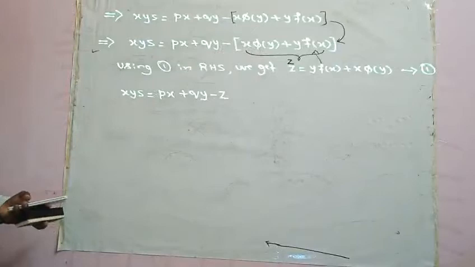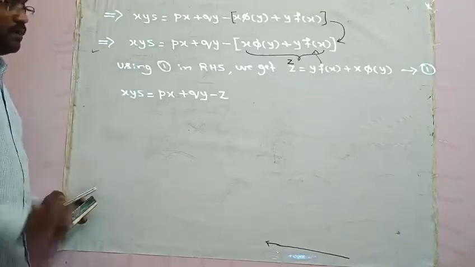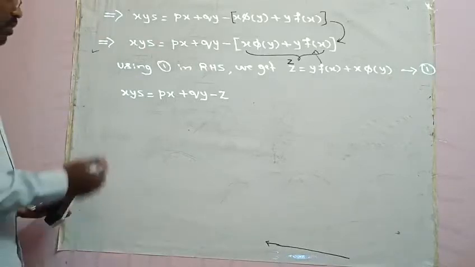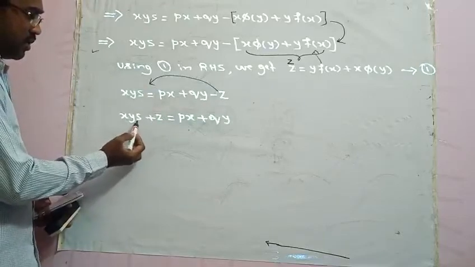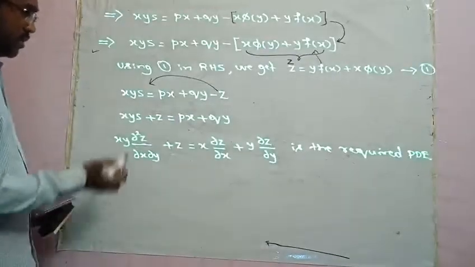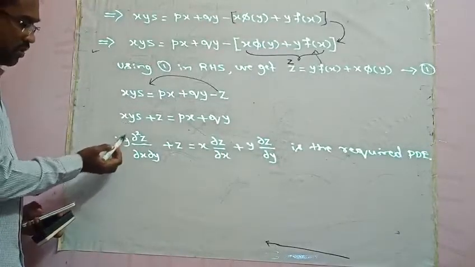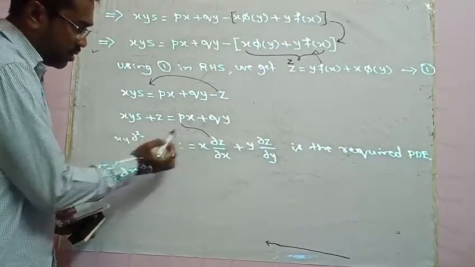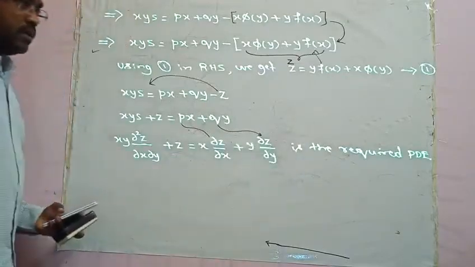See, there is no F and there is no phi. So this is how we have eliminated F and phi with the help of double derivatives. We have taken this Z to the other side: X by S plus Z is equal to this. Now let us replace the real notations. X by S is nothing but this plus Z. X into P, where P is dou Z by dou X, plus Y into Q, where Q is dou Z by dou Y, is the required PDE.